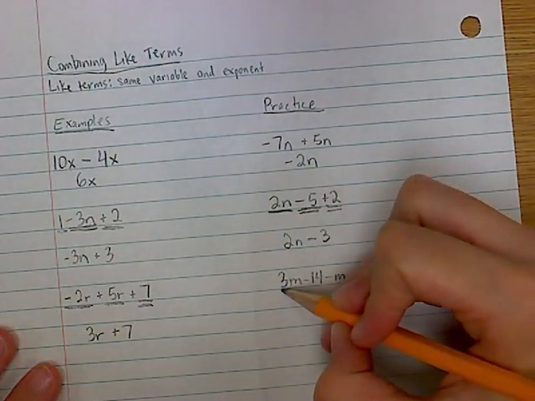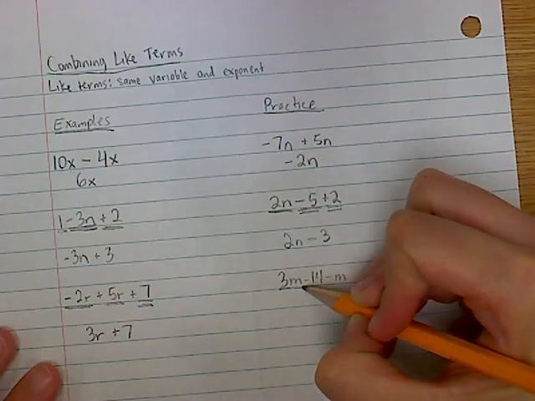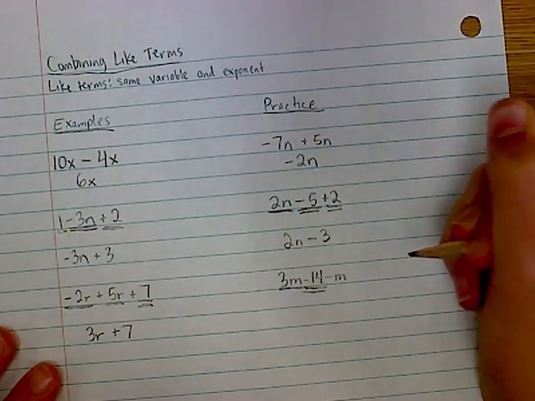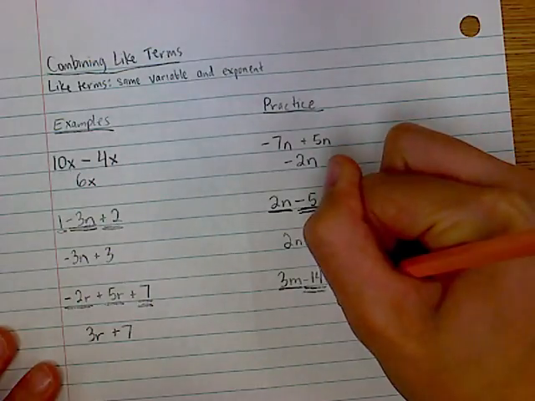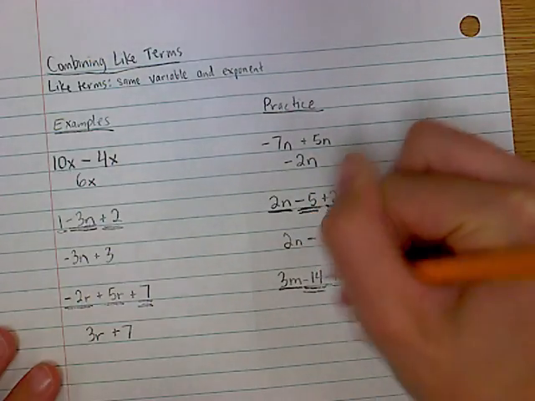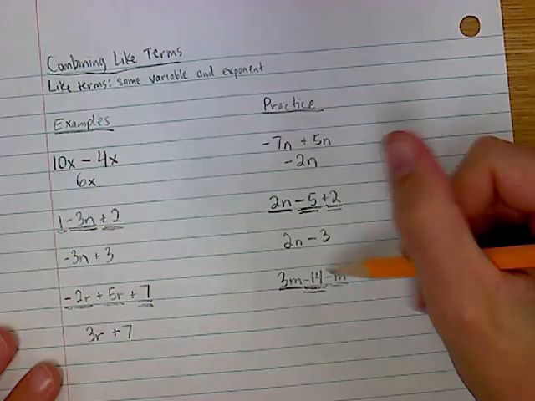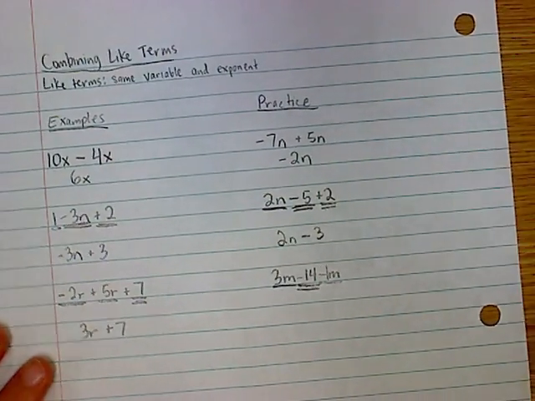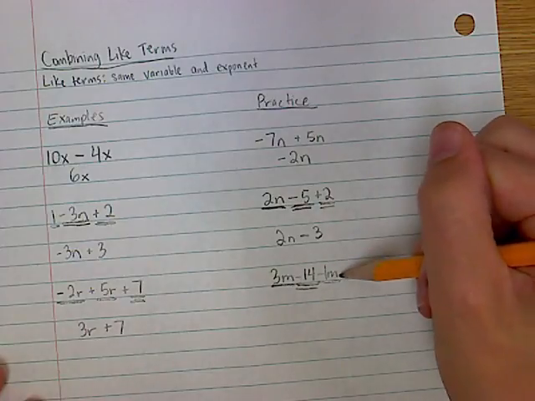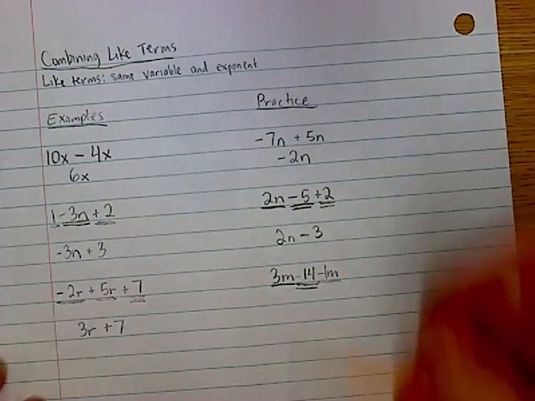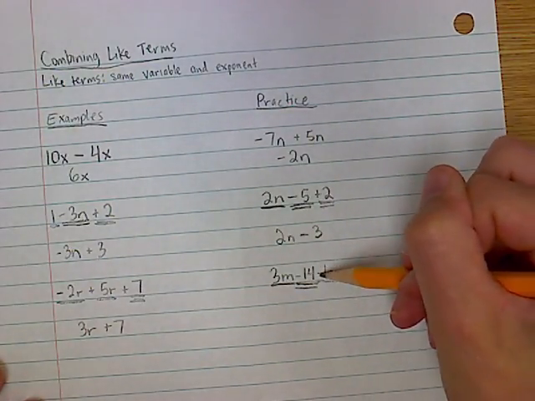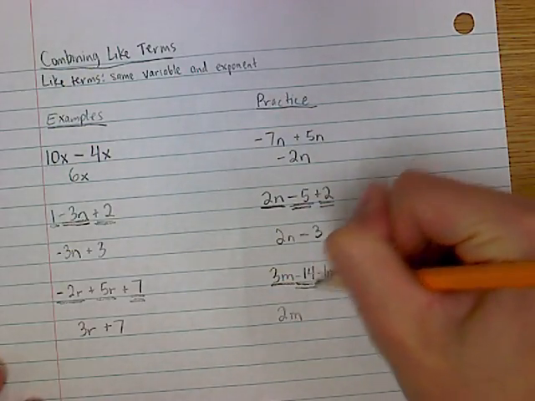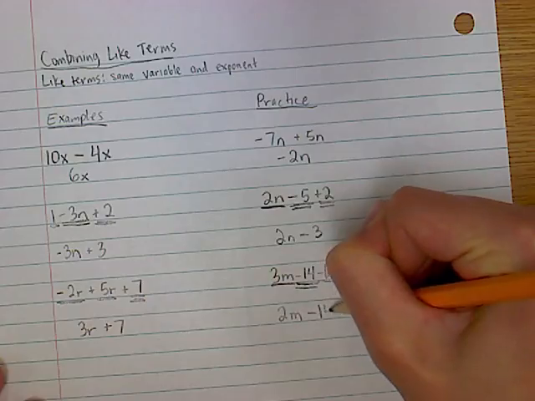And in this one, you should have realized 3m has an m, negative 14 doesn't, and then negative m is like terms with that 3m. And you can even pretend there's a 1 right here. Whenever there's no coefficient, whenever there's no number next to the variable, you can pretend it's a 1. So this is 3m minus 1m, which is 2m. And then that negative 14 doesn't get combined with anything.